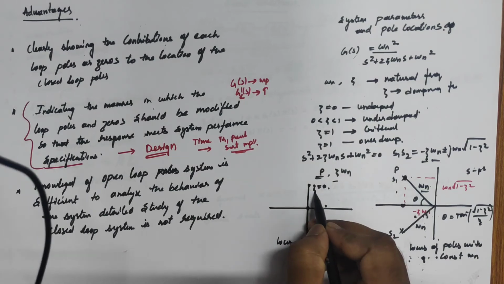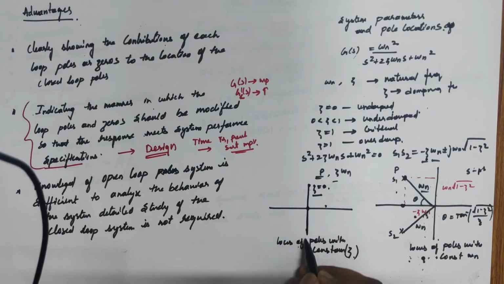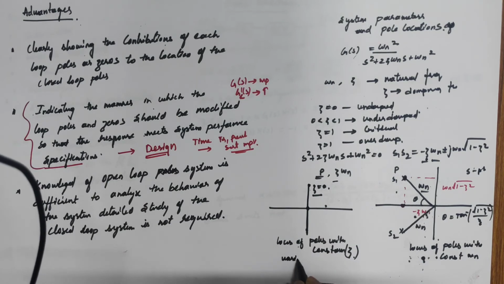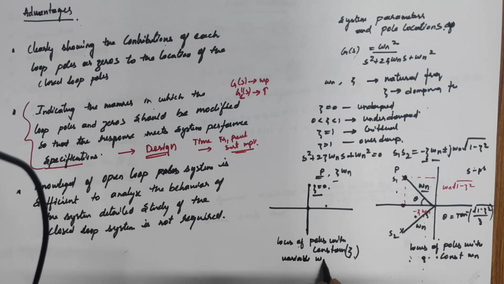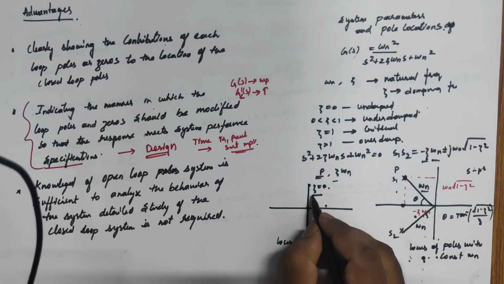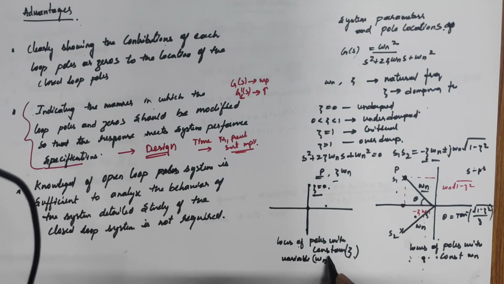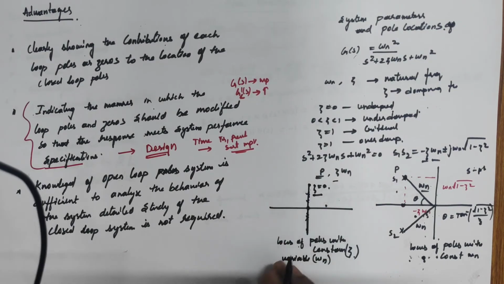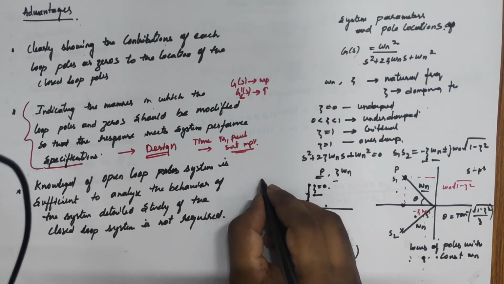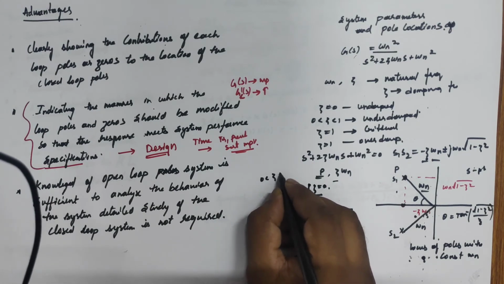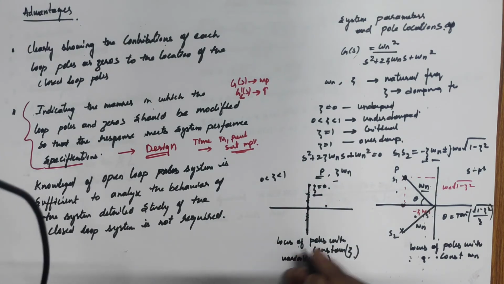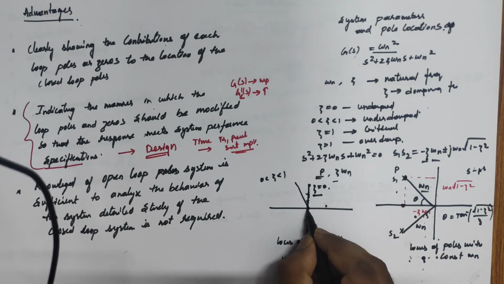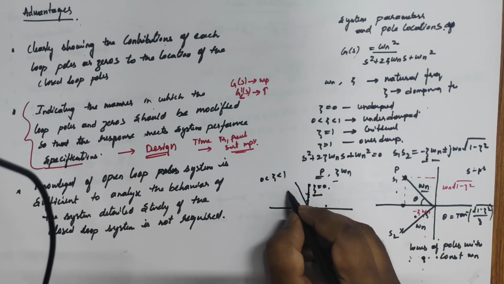Okay, for constant zeta, all my poles will vary along the imaginary axis. The variable is what? The variable is omega n. Okay, in my second order system, if I have a constant zeta value and the variable is omega n, all my poles will be located on the imaginary axis. Okay, now if I slightly move from zeta equal to 0, my poles will be shifted like this. So it will be in this plane.